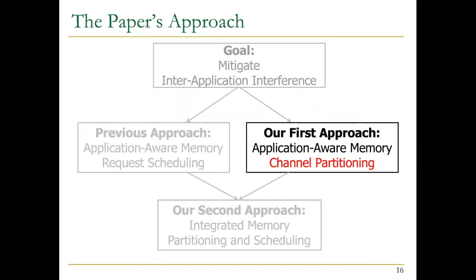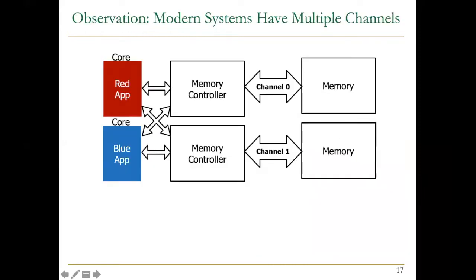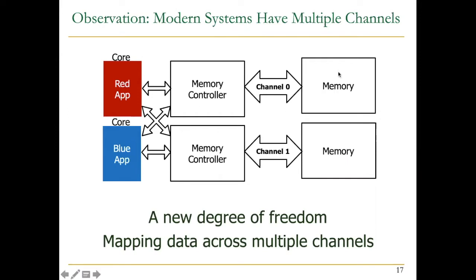And to be able to do that, it develops this first approach called application-aware memory channel partitioning. So the observation is that existing systems have multiple channels to memory. So this is one example, red application, memory application, and there are two different memory controllers controlling two different channels. So this provides a new degree of freedom. Now you can map data across multiple channels to isolate different applications potentially.